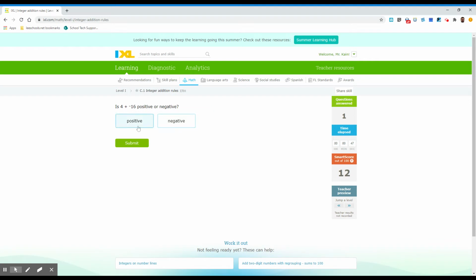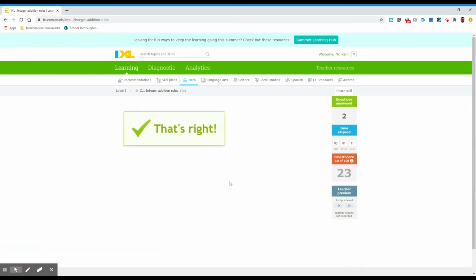Okay, let's do that again. First of all, we have positive, negative, making this a negative. Remember, if you have a double sign, different signs make it negative. So we have a positive and a negative. Let's forget the signs for a second. Which number is bigger, 16 or 4? 16 is bigger, so we're going to make it negative.